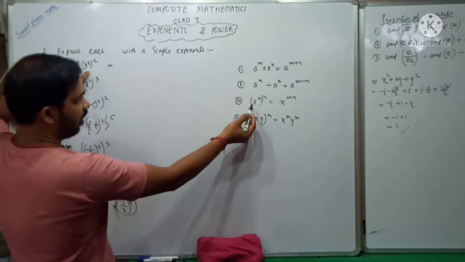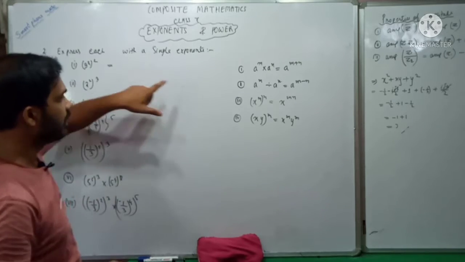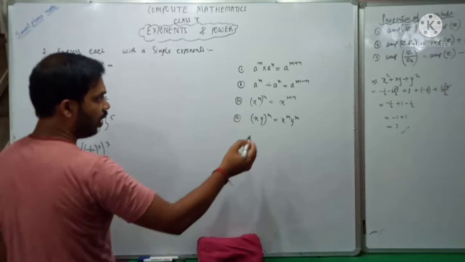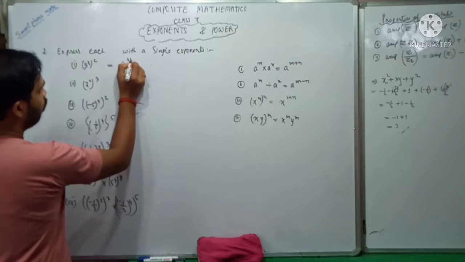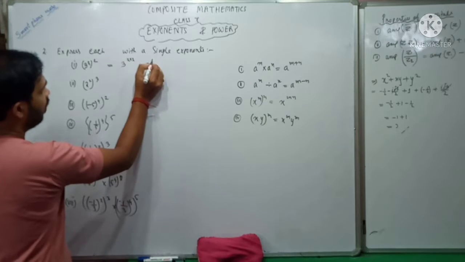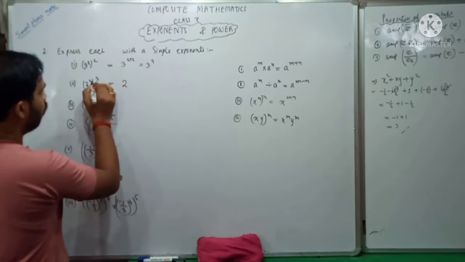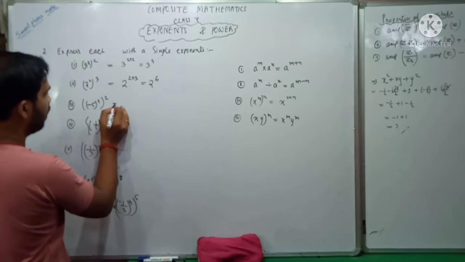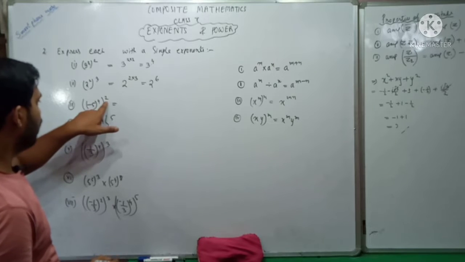You see this law, x power m whole power n, 3 power 2 whole power 2. This law is matching with this. Now we have to solve it in this way. That means the powers will be multiplied. So it will be 2 into 2, which is equal to 3 power 4. Next you see, same, it is 2 into 3, which is equal to 2 power 6. Then the next one, so it is minus 5 whole power 4 to the power 2.